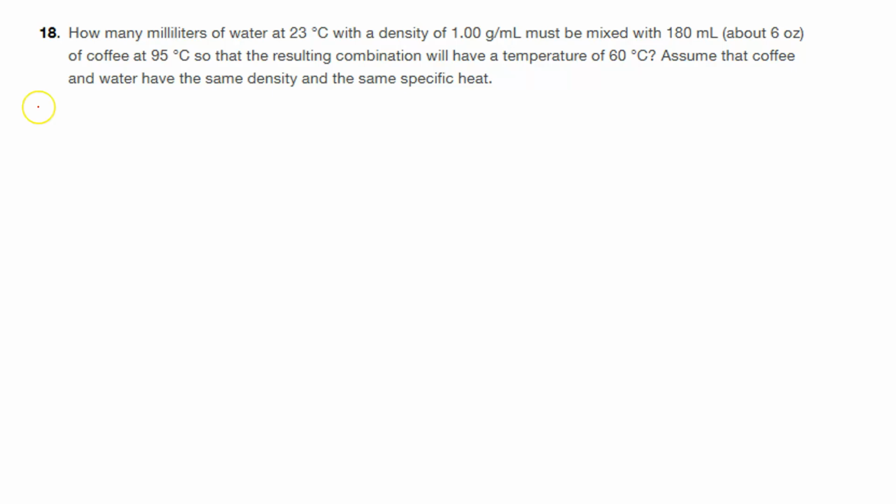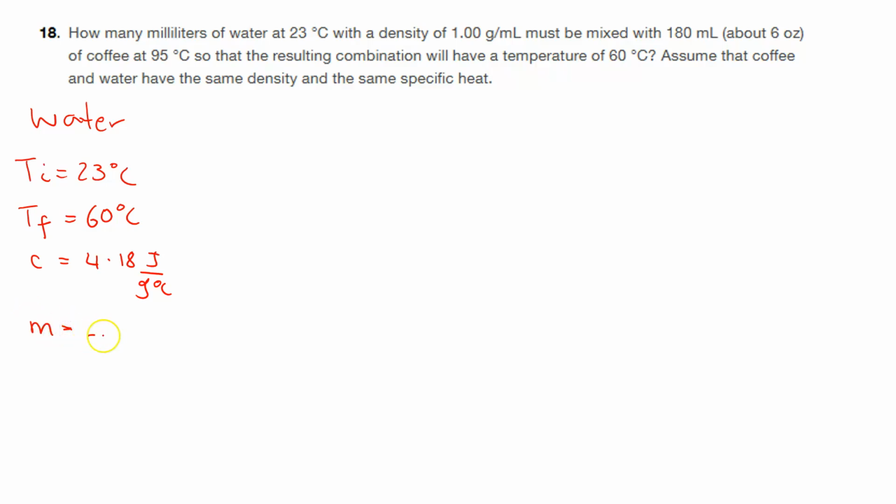So let's divide this into two sections. We've got the water. The water has an initial temperature of 23 degrees Celsius, a final temperature of 60 degrees Celsius. It has a heat capacity of pure water, which is 4.18 joules per gram per degree Celsius, and the mass is unknown.